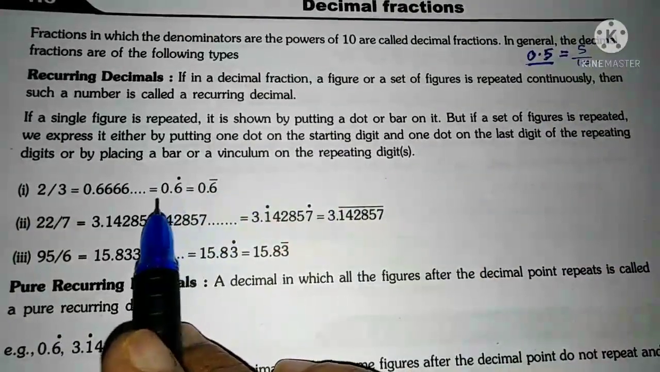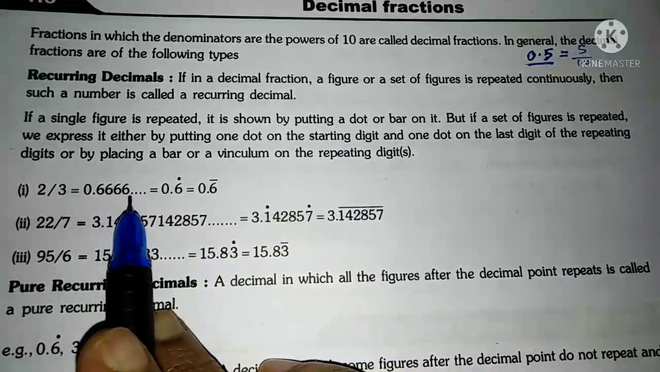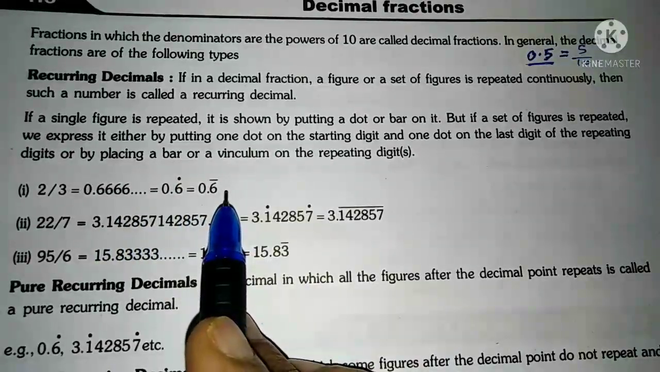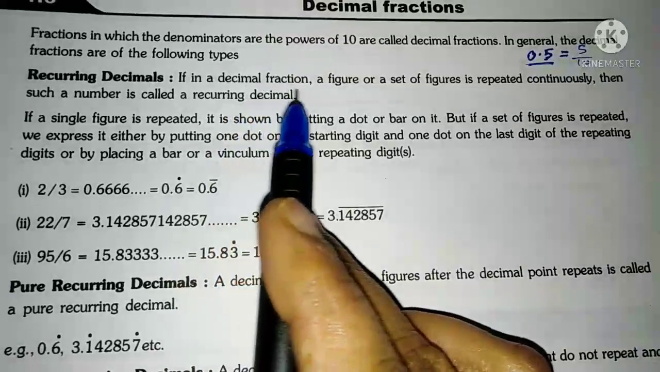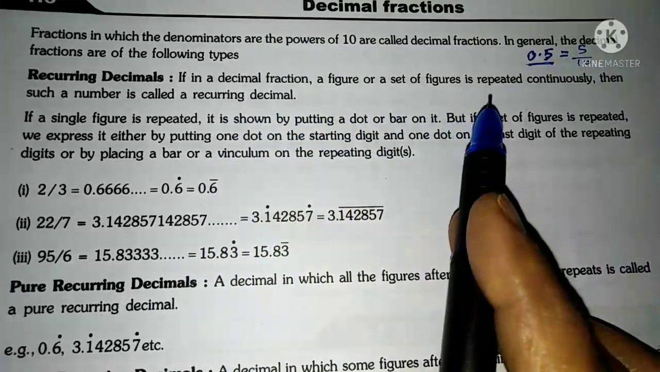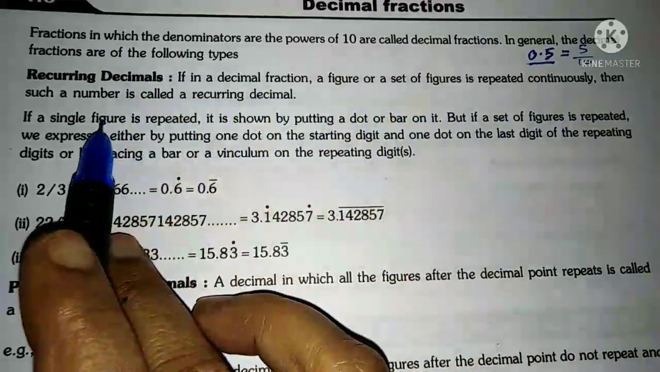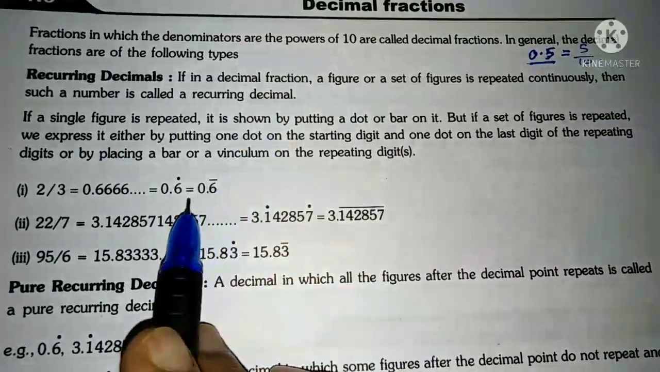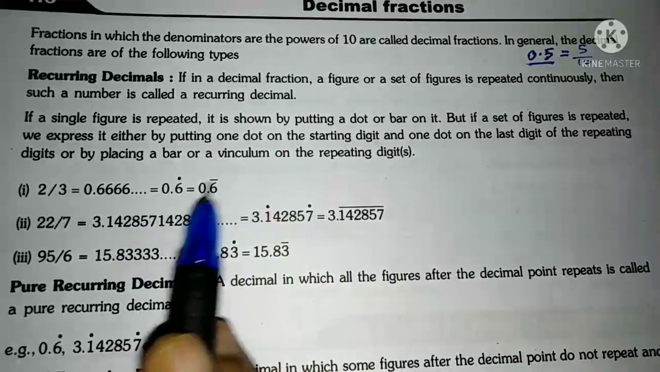But here, 0.66666 is going to continue. So it is a recurring decimal. So if in a decimal fraction a figure or a set of figures is repeated continuously, then such a number is called a recurring decimal. Here 6 is continuously repeating.